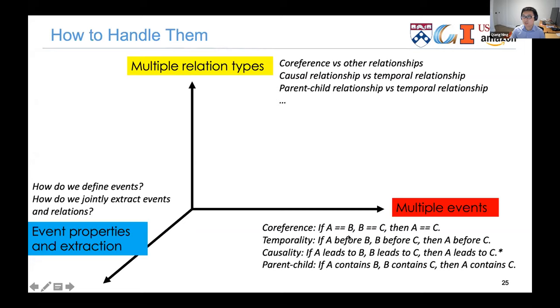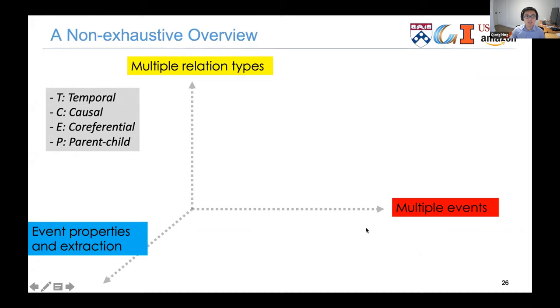And here I'm using T, C, E, P to represent temporal, causal, coreferential, and parent-child. And this is my tentative summary of the literature. Some of the early, very pioneering works are not exploring any of the dimensions here, but there are some other works that are exploring things along each axis. For instance, here I have color coded.